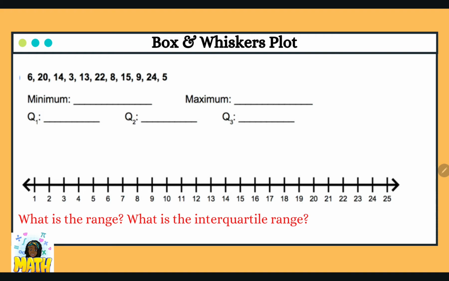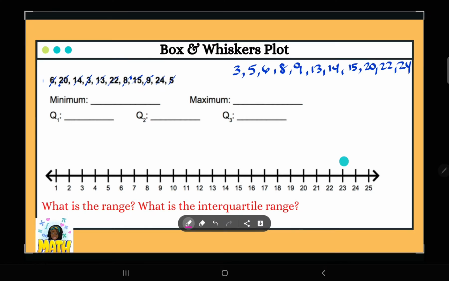This is a good place to pause the video and try this one on your own. So I'm going to go ahead and place my numbers in order from least to greatest. Now we're going to find our median. So let's go ahead and find the median of the data set. Okay, so our median is 13.